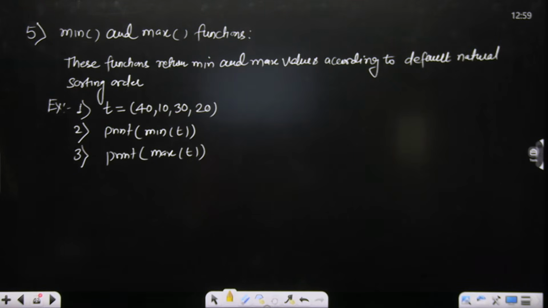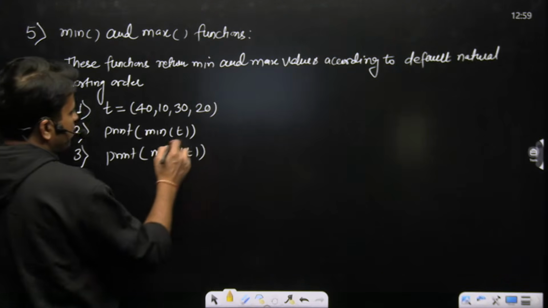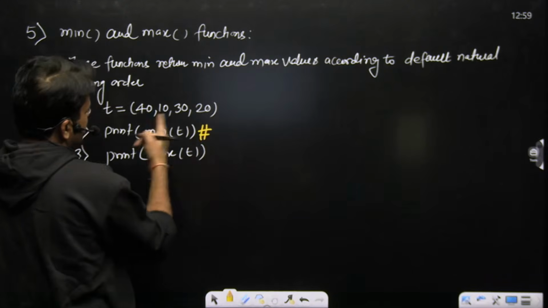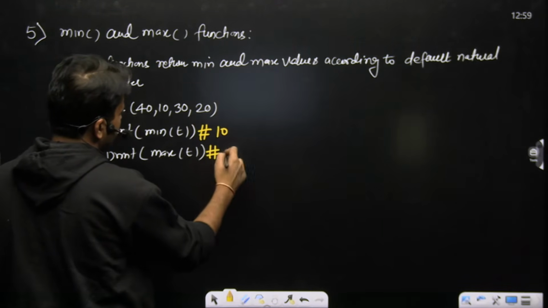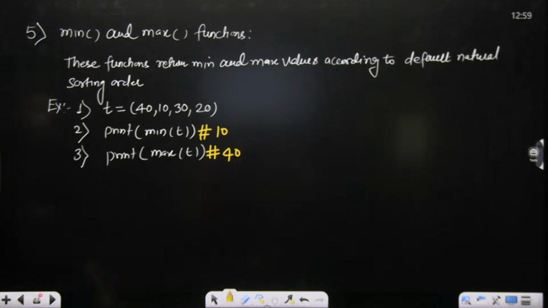Min and max functions. These functions return the minimum and maximum value according to default natural sorting order, student. So what is the minimum value of default natural sorting? 10. What is the maximum value of default natural sorting? Sir, 40. Okay, 10 and 40.